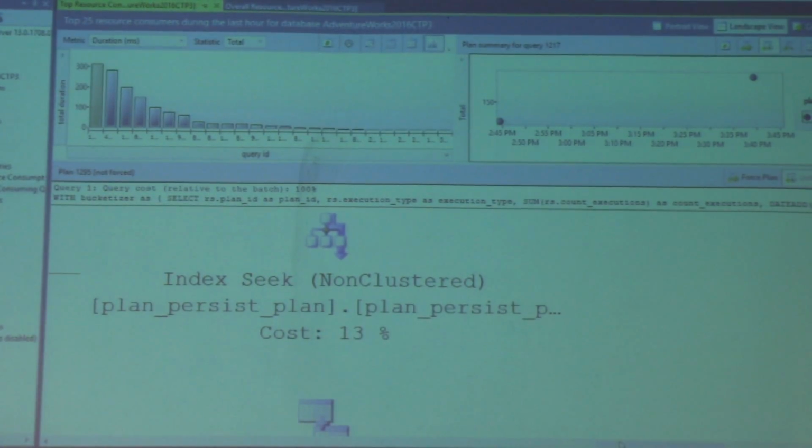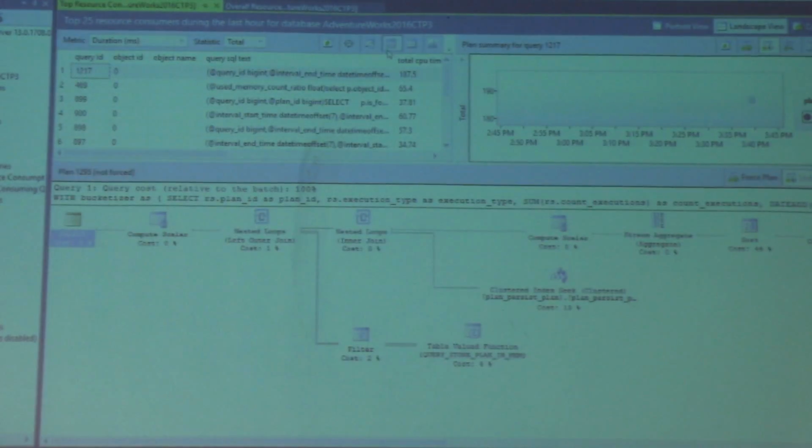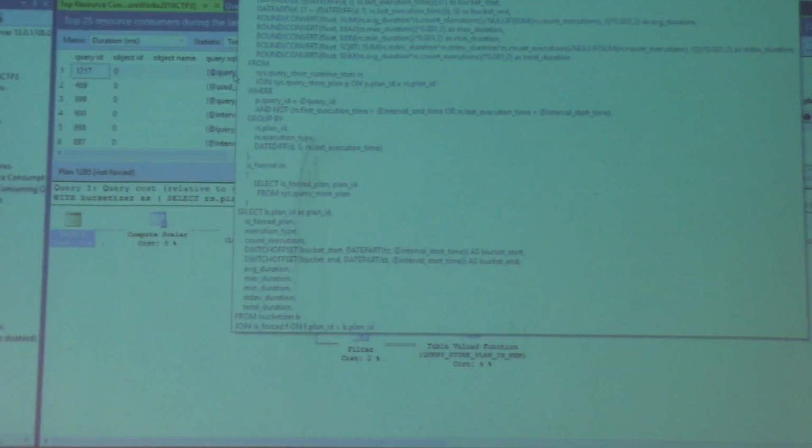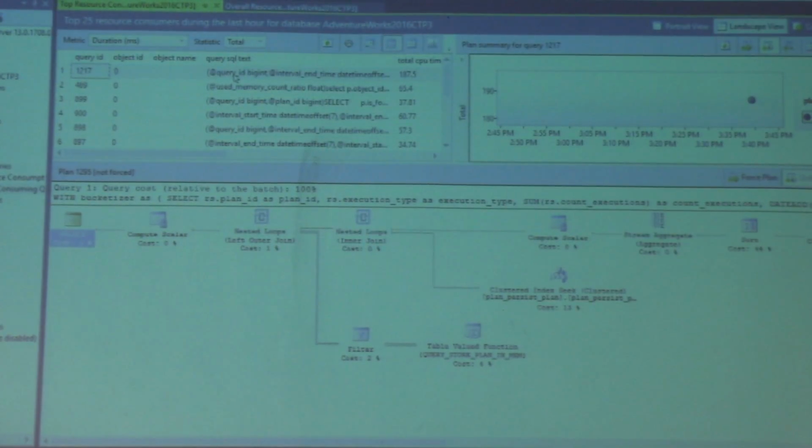So the query is here, so you can find the query. There is a grid view over here. If I go to the query, the query ID is, what's the query ID? Now 1217. This is the query. If you click on that, you can see the query by itself. This is the internal query we have.